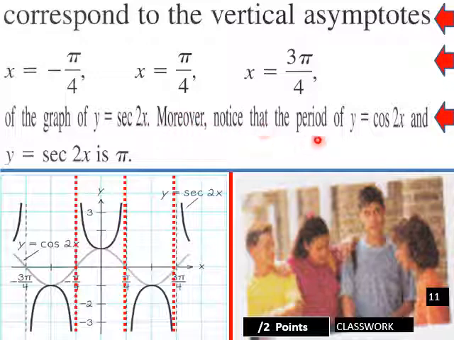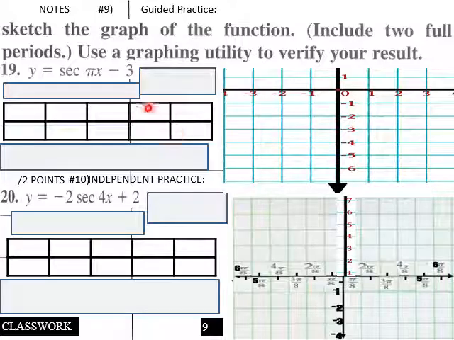Moreover, notice that the period of y equals cosine 2x and y equals secant 2x is pi. So the periods are similar between these two functions. They definitely have an interrelation there.